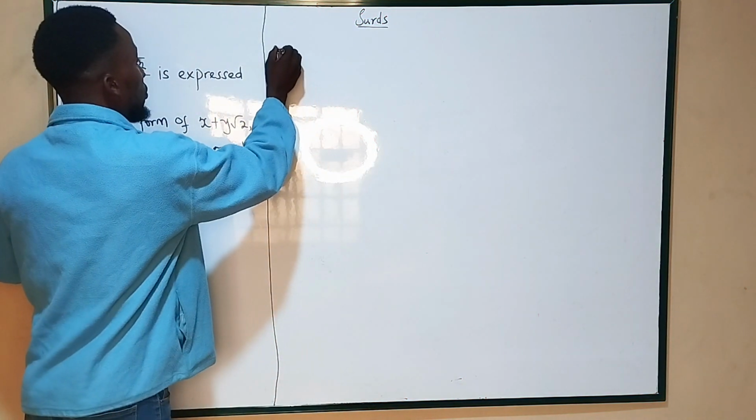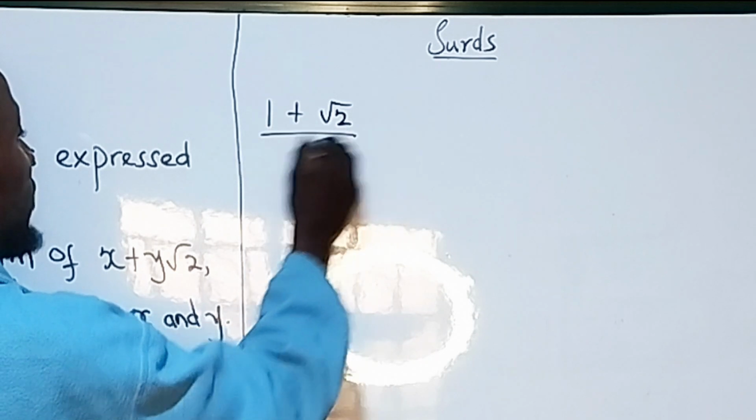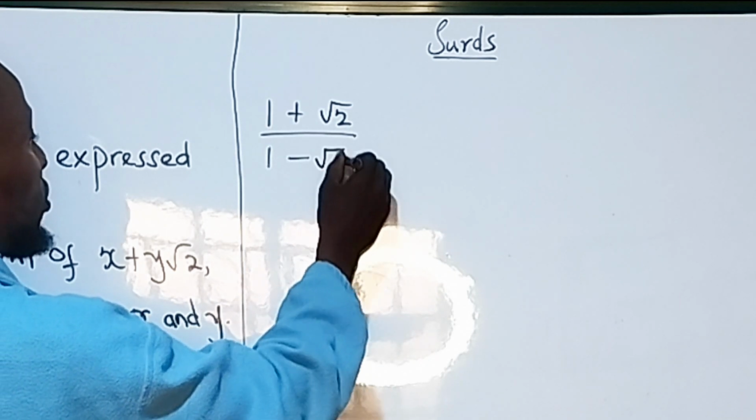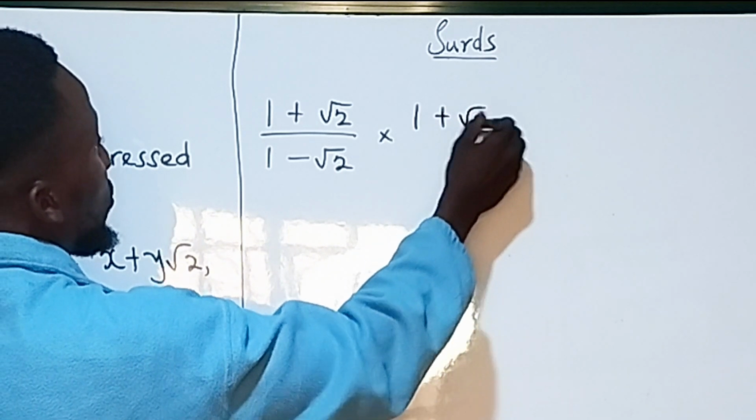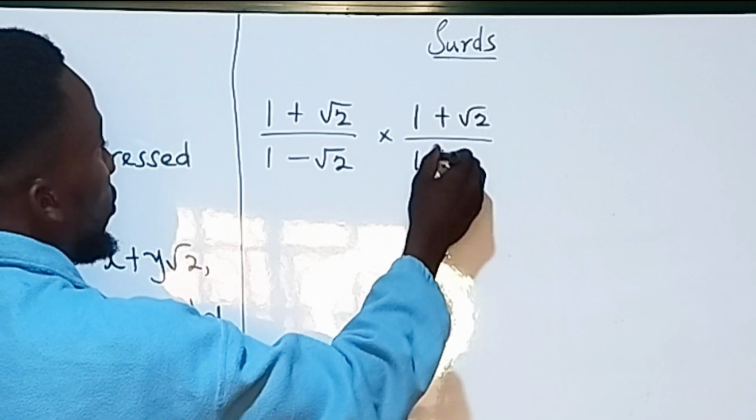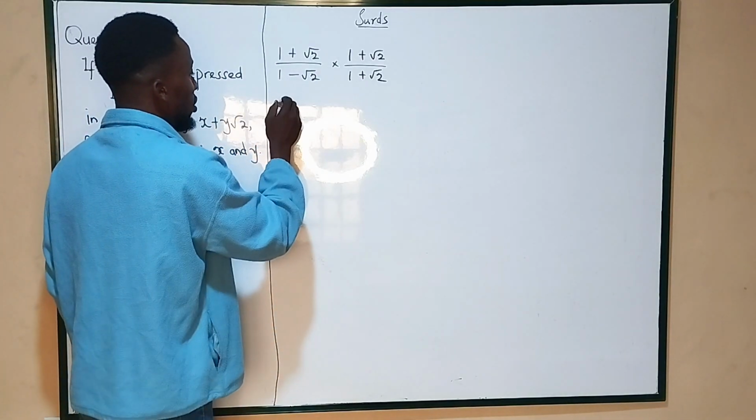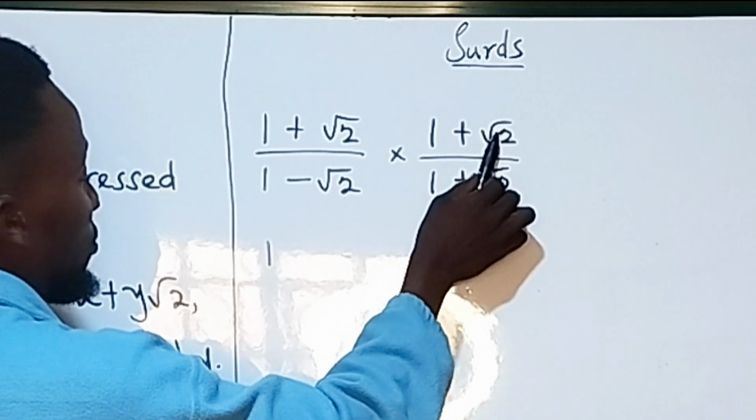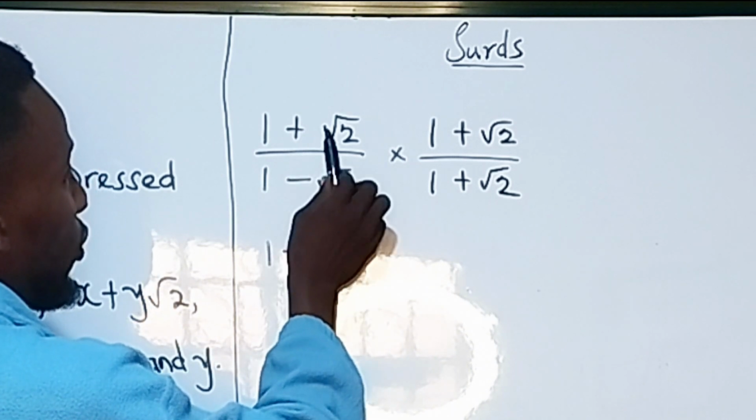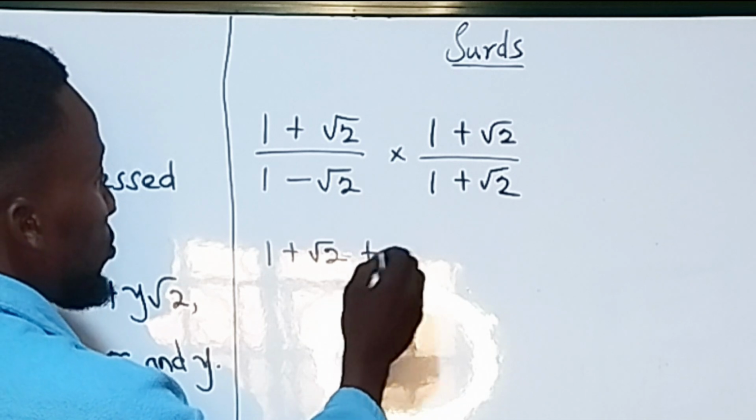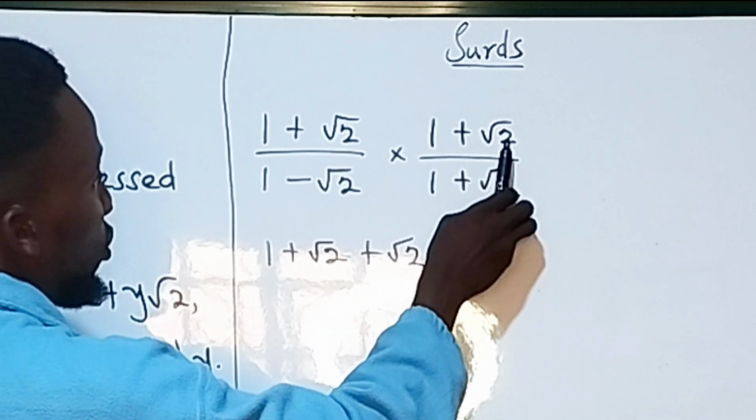So here we have 1 plus root 2 over 1 minus root 2. We'll multiply it by the conjugate, which will be what? 1 plus root 2 over 1 plus root 2. Having this, we'll say 1 times 1, that will give us 1. We'll say this one times root 2, and that will be plus root 2. You come to the next one, plus root 2 times 1 will give us plus root 2. And you also say plus root 2 times plus root 2.